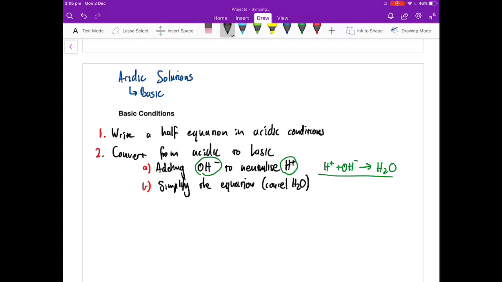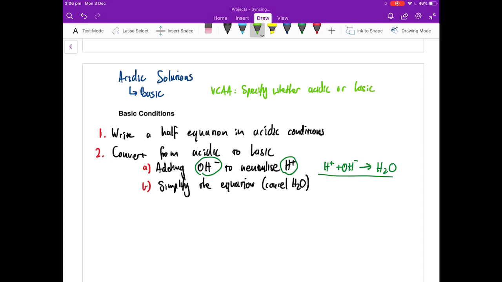Now, these are the main steps required for converting between acidic and basic conditions. So why might we actually need to do this? In VCAA questions, whenever we find redox, they will usually tell us whether it's acidic or basic conditions. If they don't specify and they do require us to write a half equation, it'll usually be in acidic conditions. However, in most cases, VCAA will specify whether acidic or basic conditions.